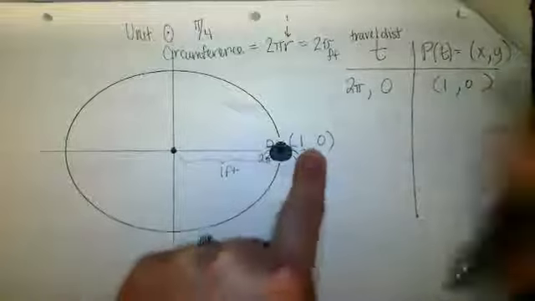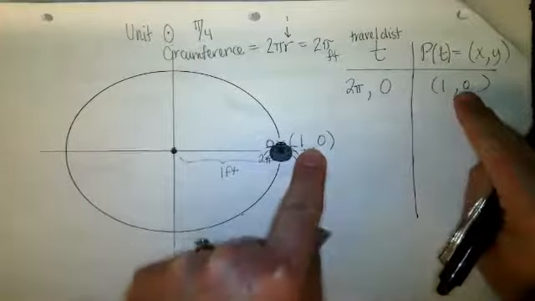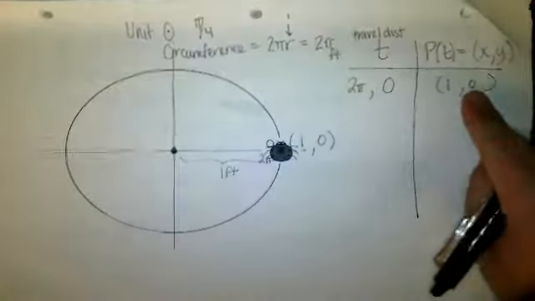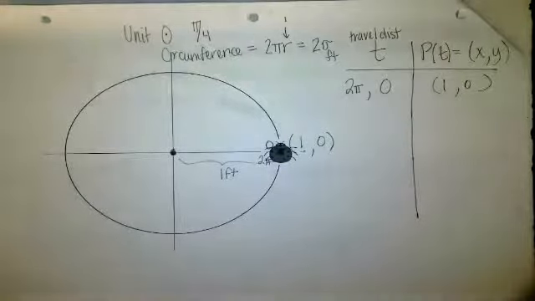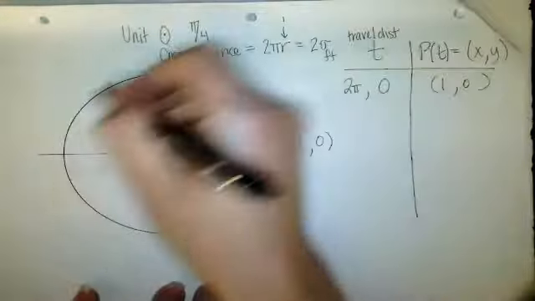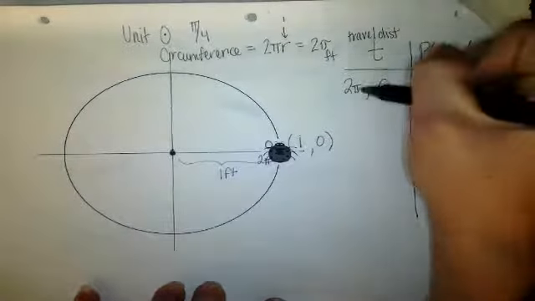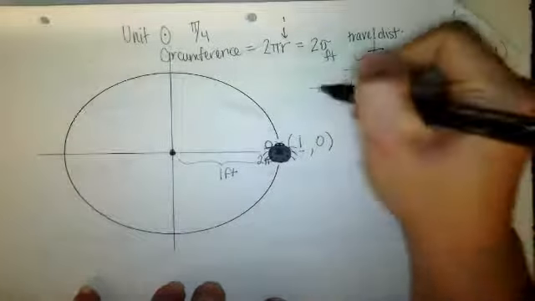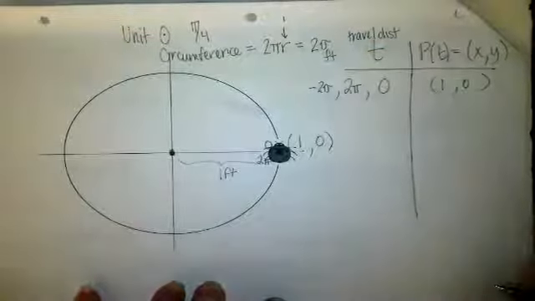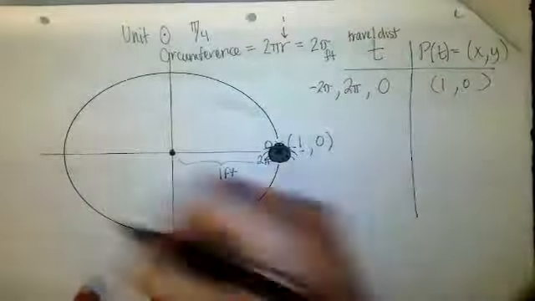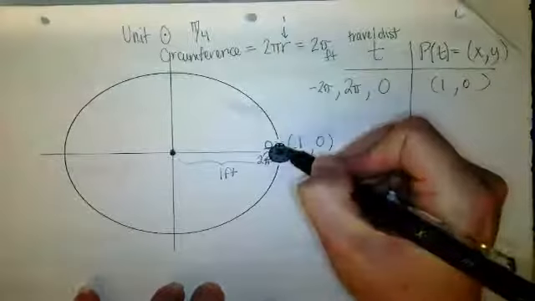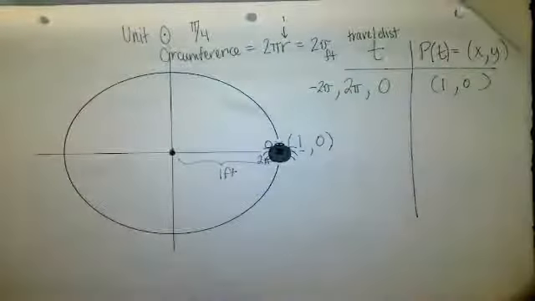And again, she's landing at 1, 0. You're with me, right? Okay, good. Now she can go in this direction, which we're calling the positive direction. But she also can learn to turn around and go the other way. So she would maybe travel negative 2 pi feet. Does that make sense to you? Traveling in the other direction. Can we do that? Yes. Very good.